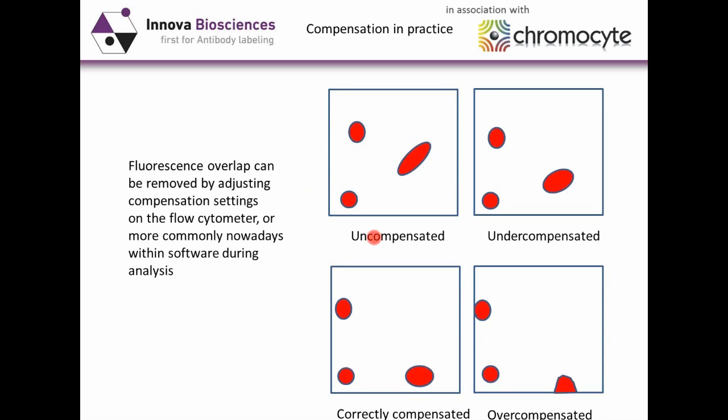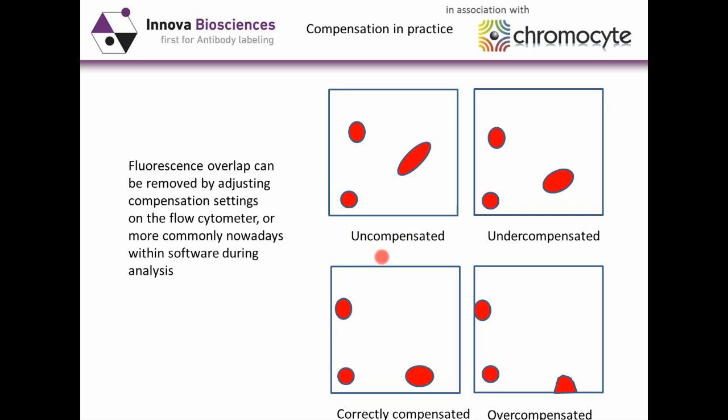Several years ago, compensation would have had to be set during the acquisition phase of flow cytometry, which meant that you had to get the settings absolutely right. Much more recently, most of the software available for analysis actually now allows you to undertake compensation within the software after you've acquired your data, which is a significant advantage over a few years ago.